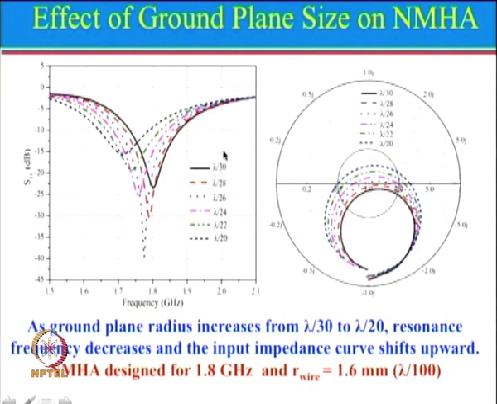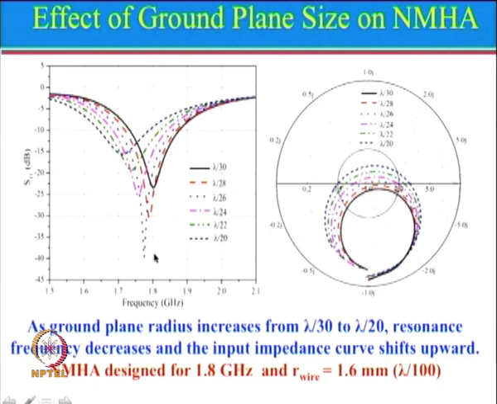So here is the ground plane size. We can just mention here, this is the ground plane radius. The ground plane radius is lambda by 30, and we varied it to lambda by 20. So corresponding to this radius, the ground plane diameter will be lambda by 10.